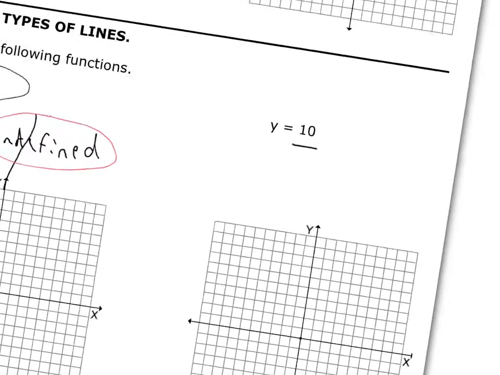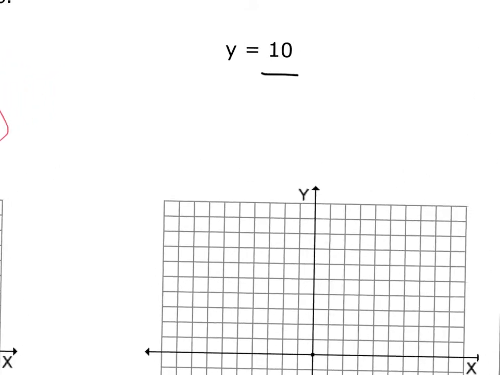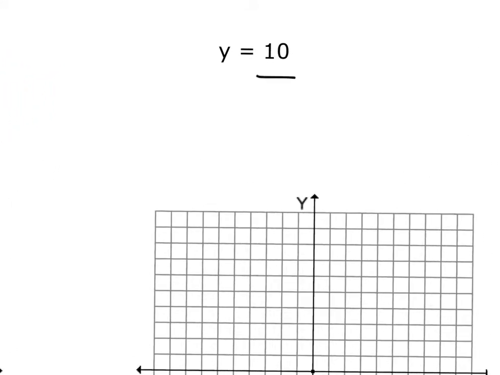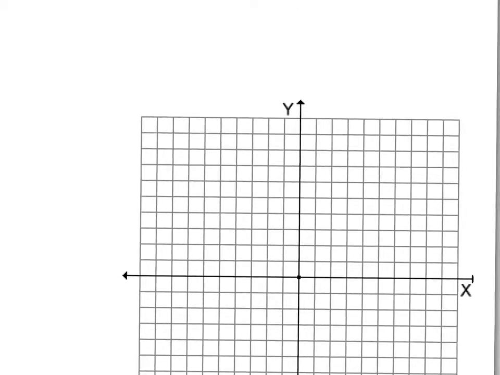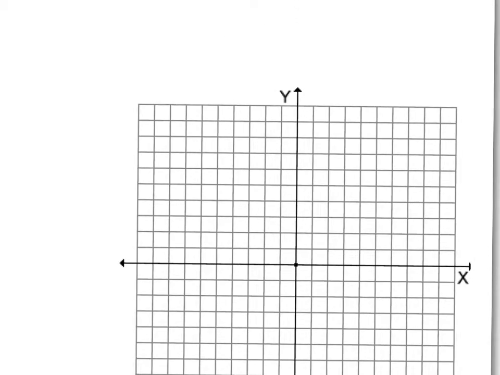Your second type of special line is where you have y equals a number. Now in this case, we want to see all the y values that are 10. So if we go over here and mark y equals 10 right here, we know that that point is at (0, 10). The y value is 10. Well, if you keep going, you could have a point here where you have (0, 1).